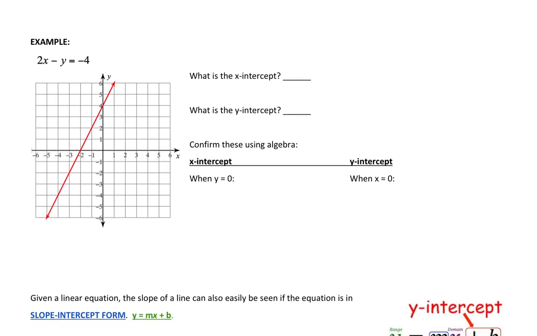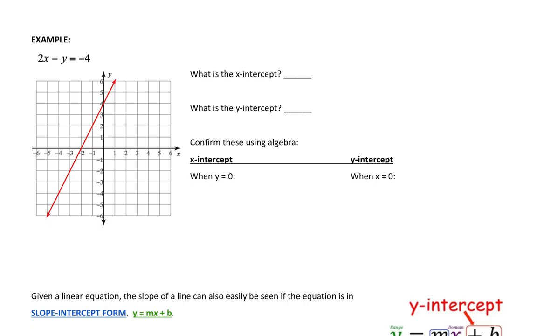Let's take a look at an example. All right, so if we look at this, what is the x-intercept? Well, the x-intercept is right there. So that x-intercept is where we have -2, 0, right? That point is -2, 0. What is the y-intercept? Where we hit right here. Oops, excuse me, I'll do that one in blue. What is that coordinate point there? That's 0, 4.